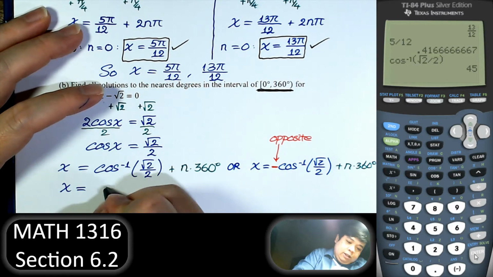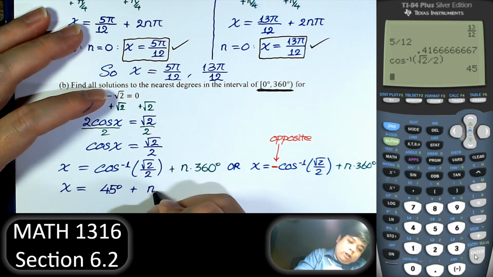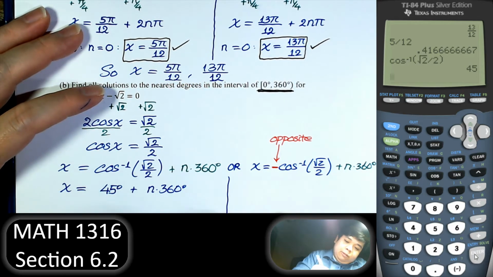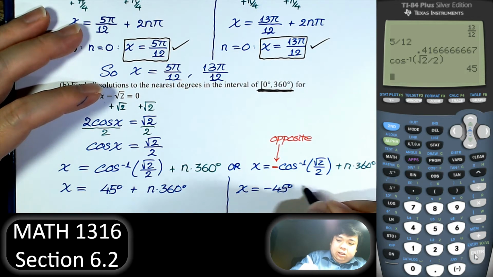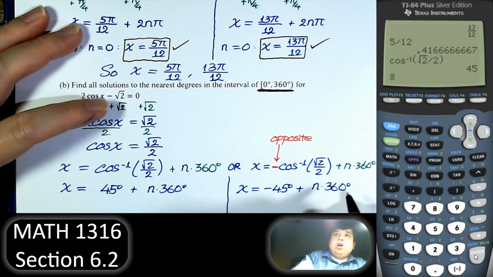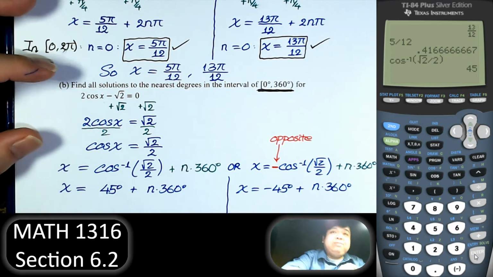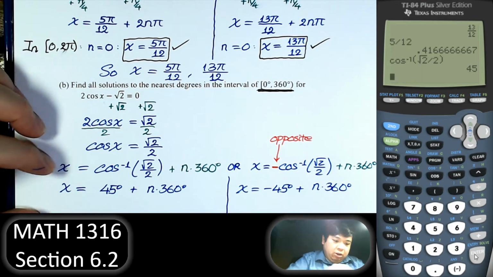45 degrees plus n times 360 degrees, or x equal to negative 45 degrees. So for cosine, along with the cosine inverse, we have the opposite to that. Right. Now, actually that is for x.